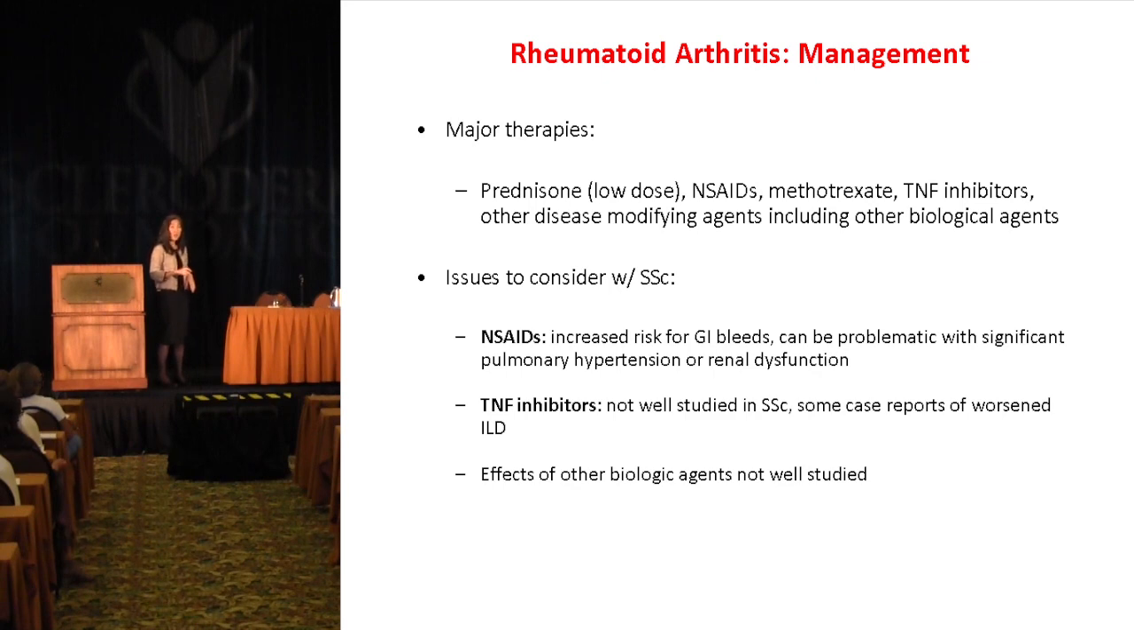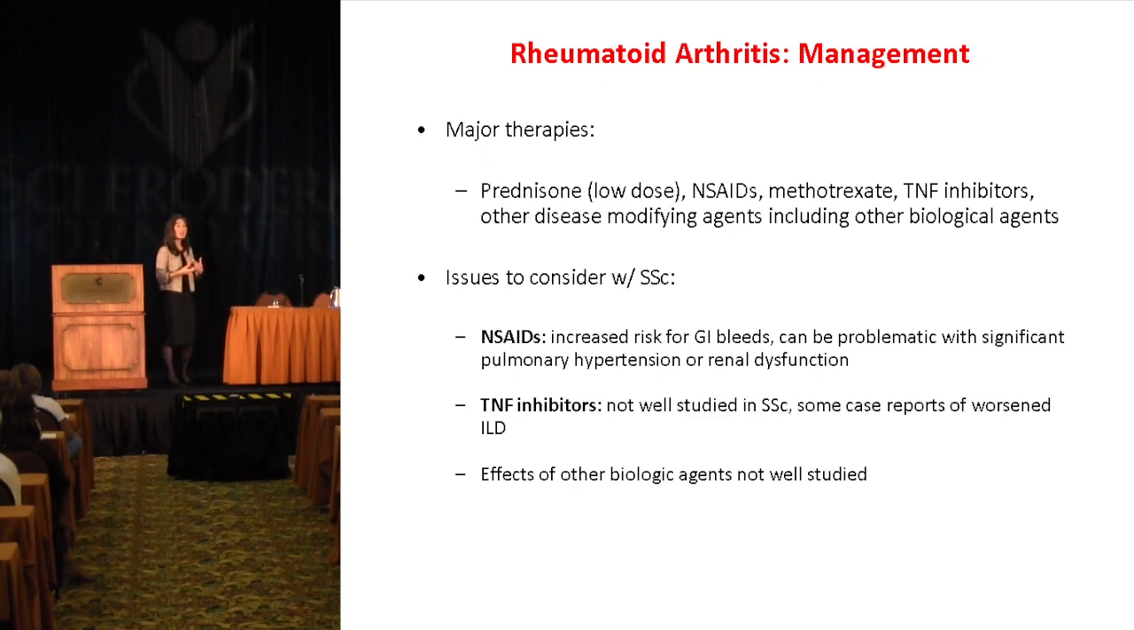So what to think about with scleroderma? Non-steroidal anti-inflammatories, great drugs. You can buy them over the counter. Everyone thinks they're safe. Well, they're generally okay if you can use them in limited doses. But just be aware, scleroderma patients may have an increased risk for GI bleeds. It's common that you have chronic reflux, and gastritis is common.